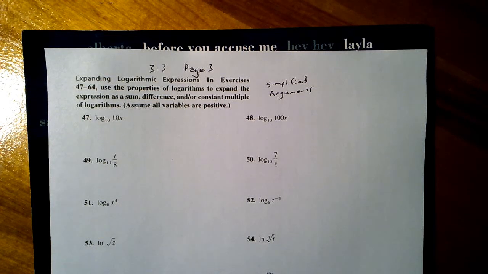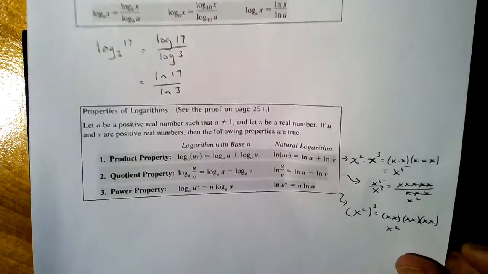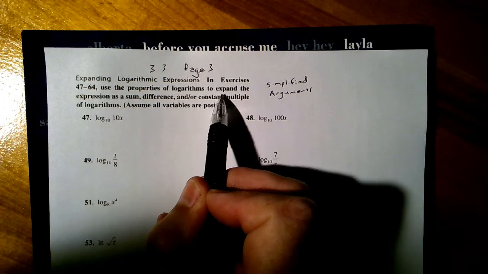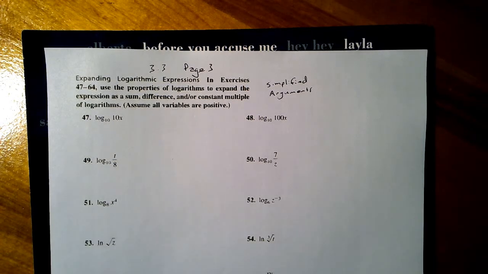Welcome to 3.3, page 3. Here we are to use the properties of logarithms to expand the expression as a sum, difference, and/or constant multiple of logarithms. So we're using those 1, 2, 3 properties that we've been taking a look at in this section right here.